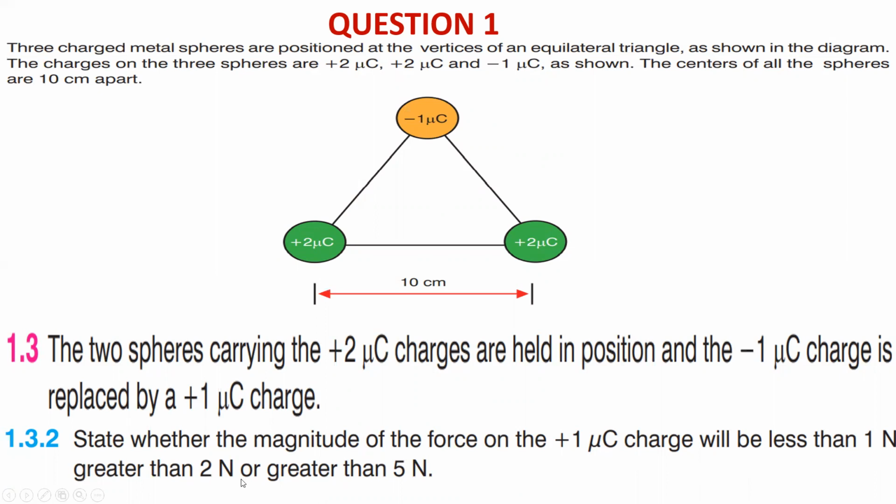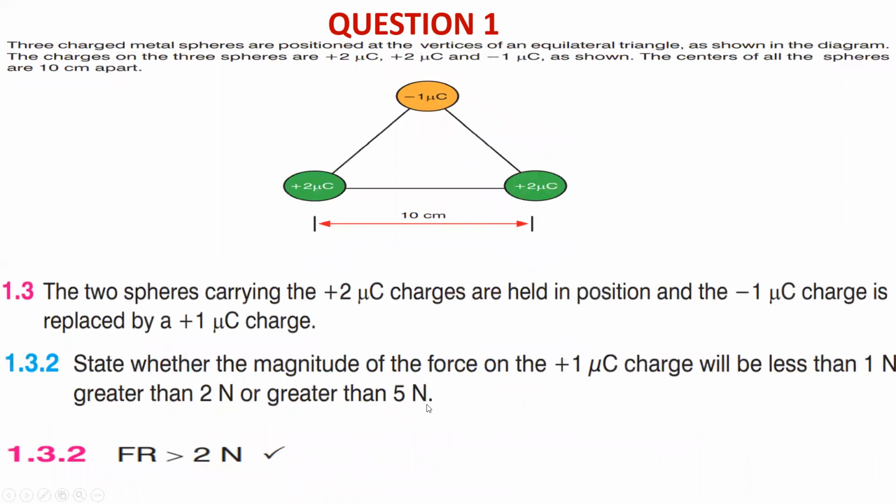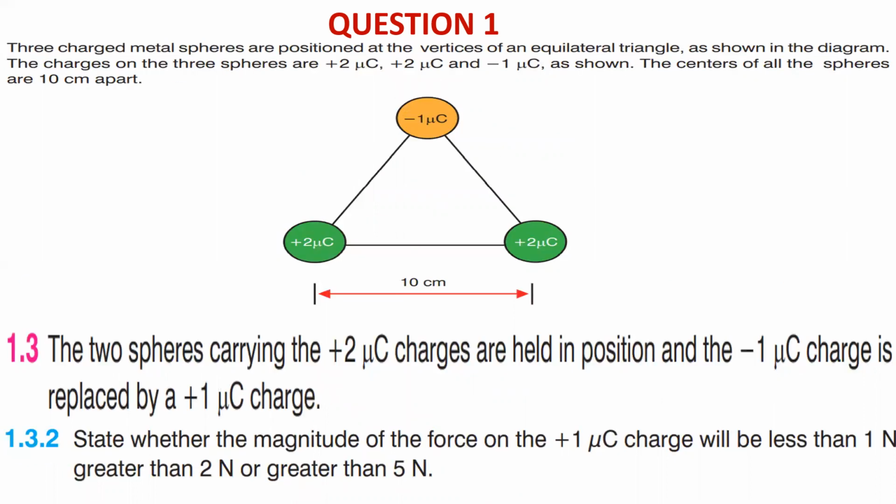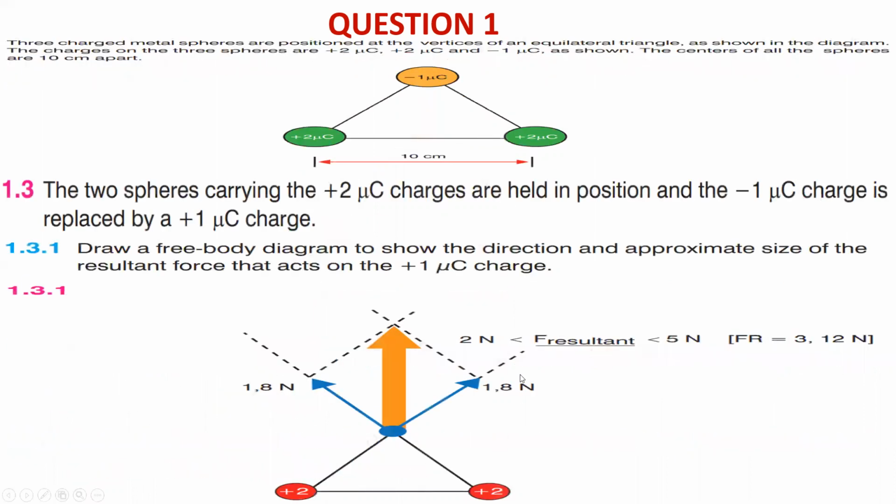Greater than 2 Newtons or greater than 5 Newtons. What is your answer? So when you check, it's going to be more than 2 Newtons. You can say how and why. You just check this one. As you see, 1.8 Newtons. Your forces, of course, are just 1.8 and 1.8 coming together, they don't oppose. So your force will be more than 1.8, more than 2, and then less than 5.